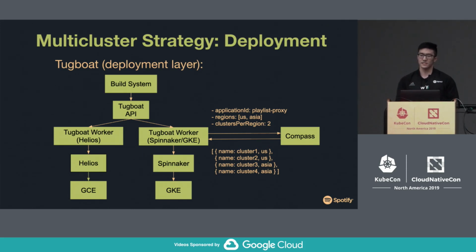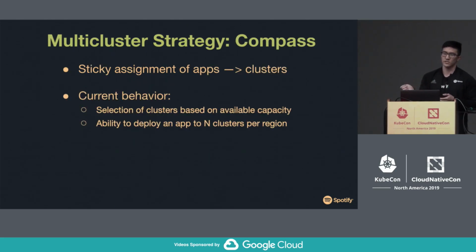How multi-cluster plays into this is that we built a service called Compass, a fairly simple service that Tugboat will talk to, to request which clusters it should deploy an application to. For that example request, Tugboat is trying to deploy playlist proxy. It sends a request to Compass saying, I have this application called playlist proxy that wants to be deployed to the US and Asia regions, and it wants to be in 2 clusters per region. Then Compass will return which clusters Tugboat should deploy that application to. That assignment of applications to clusters is a sticky assignment, so that people's deployed resources stay on the same clusters across multiple deploys.